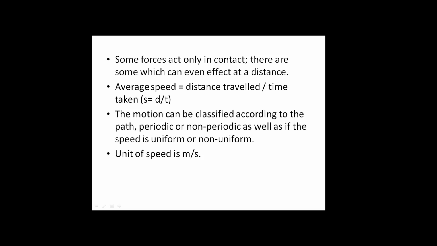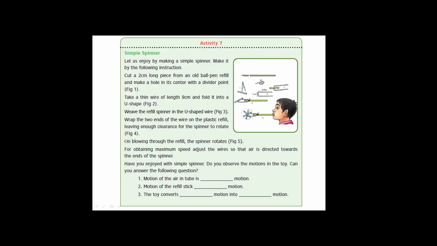Average speed is equal to distance traveled divided by time taken. That is, s equals d divided by t. The motion can be classified according to the path, periodic or non-periodic, as well as if the speed is uniform or non-uniform. The unit of speed is meter per second, that is m/s.